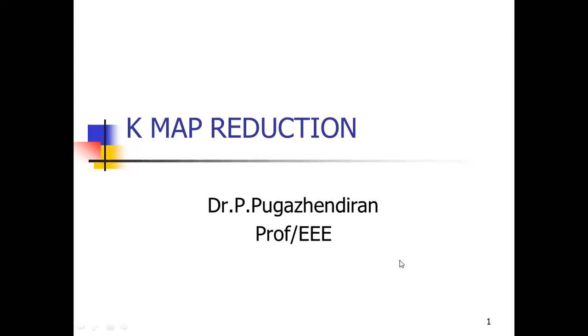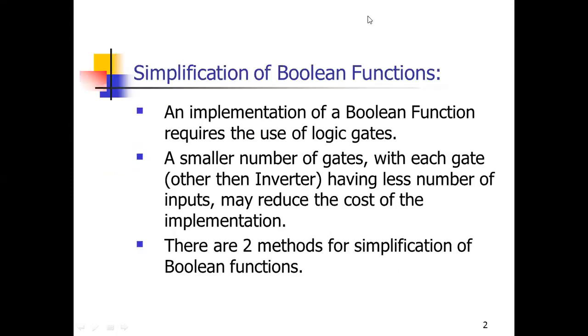Why do we go for a reduction or Boolean expression reduction? As I already mentioned in the earlier sessions, reduction techniques are implemented to reduce the complexity in the design of a digital system, and also to reduce the number of wires required, the number of switches required, and also reduce the power consumption or power requirement. So here we are going to discuss Boolean expression reduction by using the Karnaugh map method.